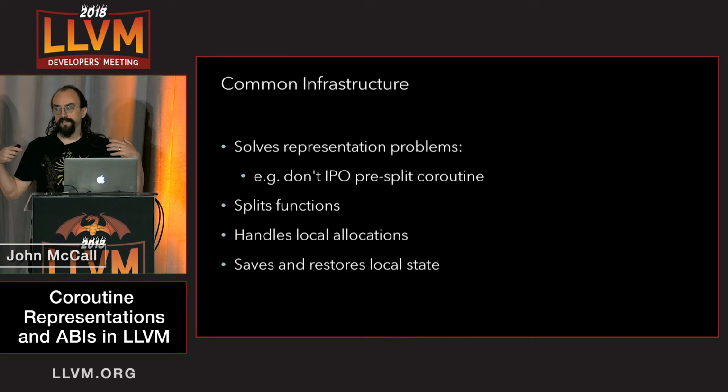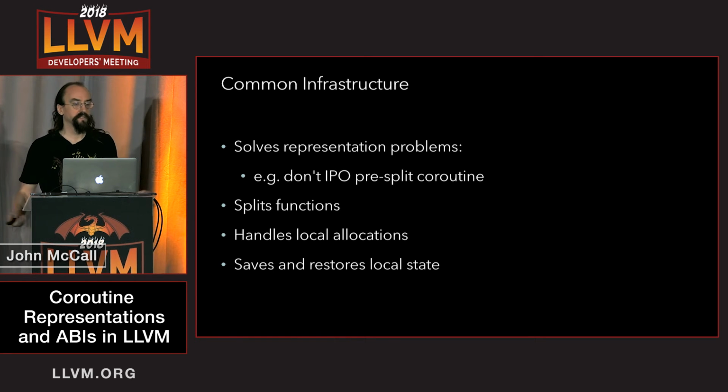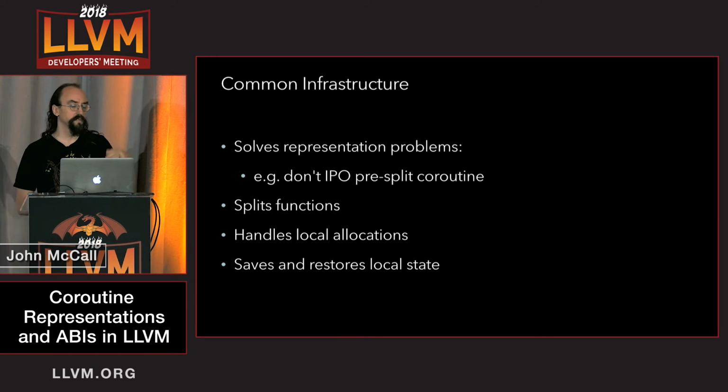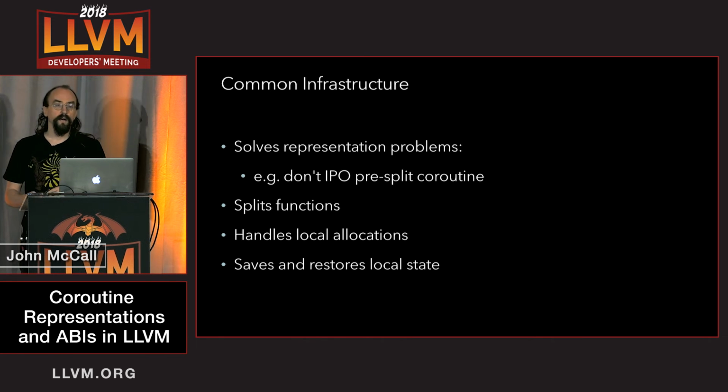When I say that this is a new lowering, I'm not trying to imply that it's actually a completely different feature. I'd say probably 80–90% of the code is shared between these two lowerings. It's just some very low-level specific details that need to be tweaked. So the things that are shared are some representation problems about splitting, about the local allocation, and saving and restoring state at yield points.